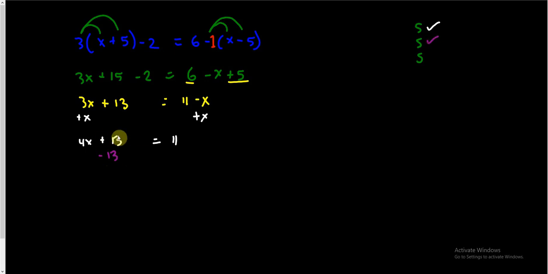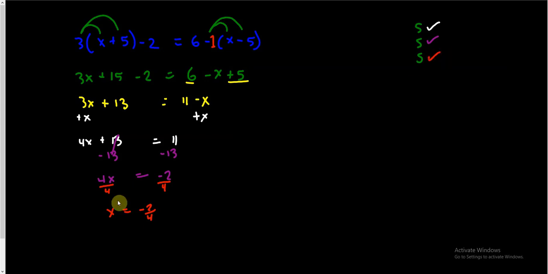We'll start solving. So get rid of the 13. So minus 13, minus 13. So 4x is equal to 11 minus 13. Well, that is just negative 2. And then we're almost done. Is x by itself? No, I got to divide by 4. Ooh, once again, it looks like we're getting a fractional answer. Negative 2 over 4. So we've solved.